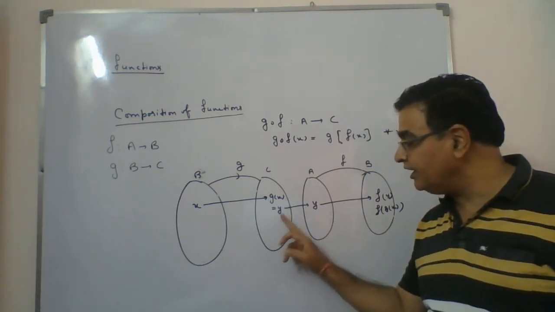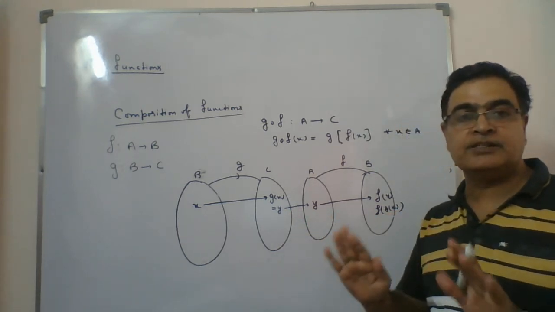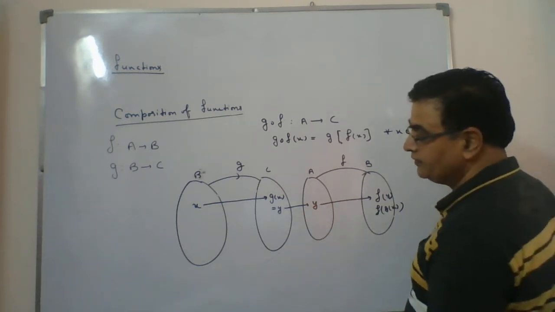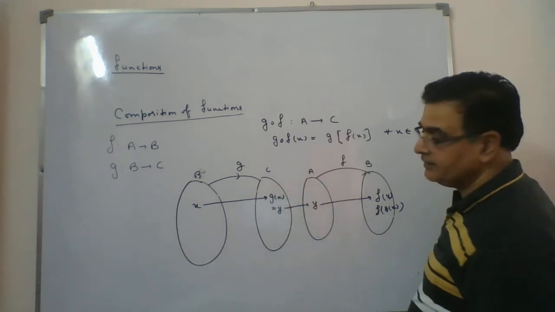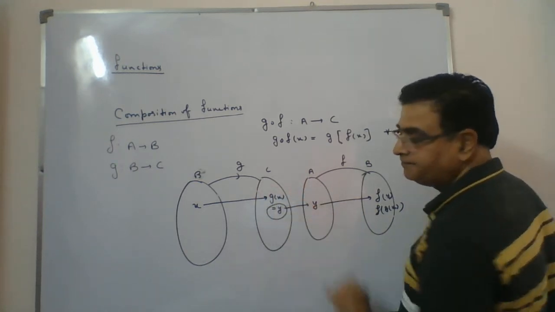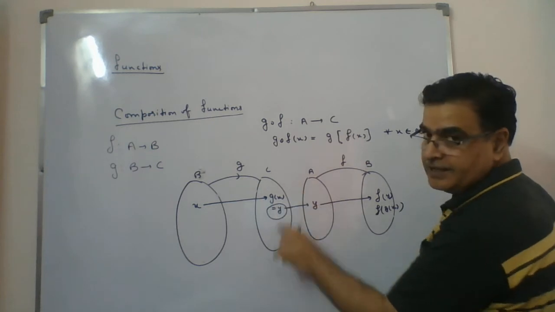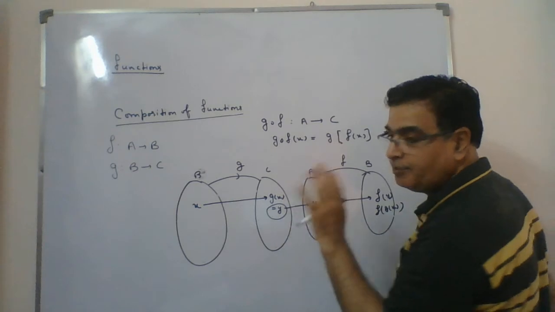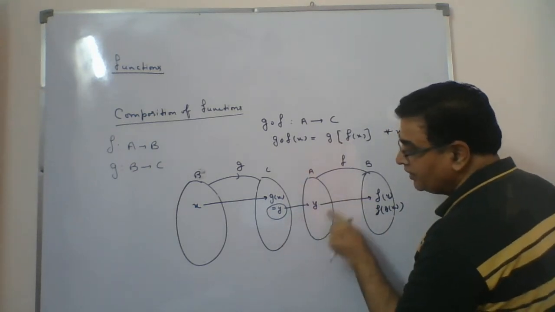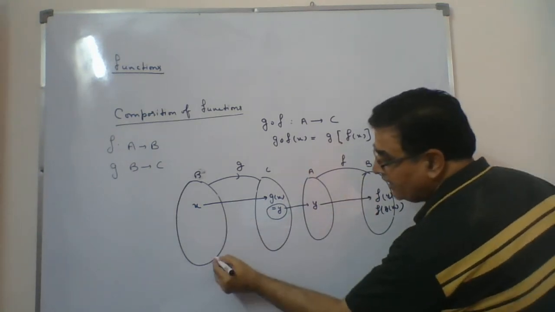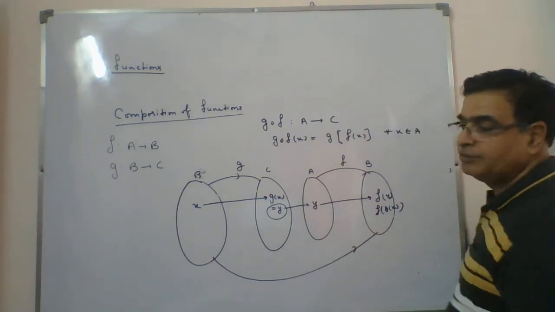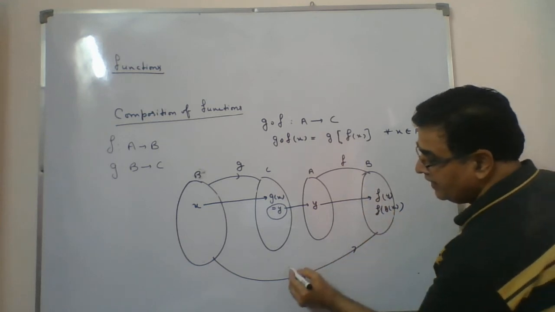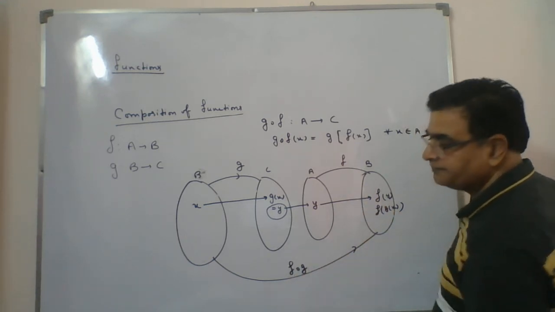But if y is not here, we will say this function cannot exist. So if you want this function to exist, all y which are in C, which are behaving as image of x, must be here. Then we can say, yes, I can have the function going from this to this. And this function will now be called f composition g.